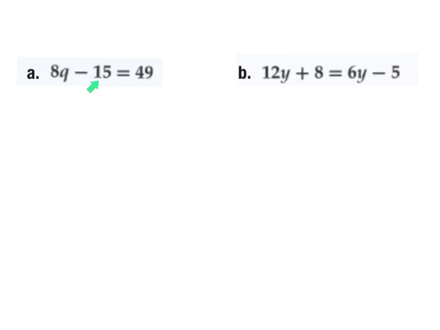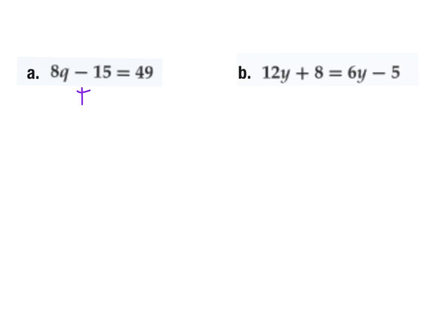So on this first problem, can I do anything on this left-hand side? Can I combine 8q minus 15? They're not like terms, doesn't have a q on it. 49 is just itself. So the first step's done. Second step is get the variables all on one side. Well, how many variables are in this problem? They're already over on the left. So step three says put the constants to the right. So which constant is not on the right yet? Negative 15. So how do I move it?